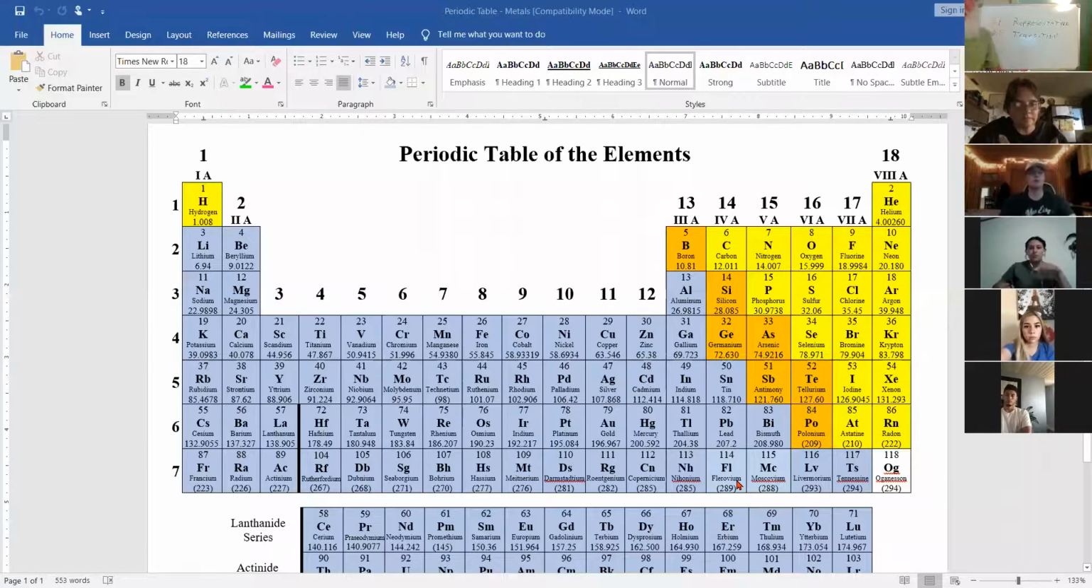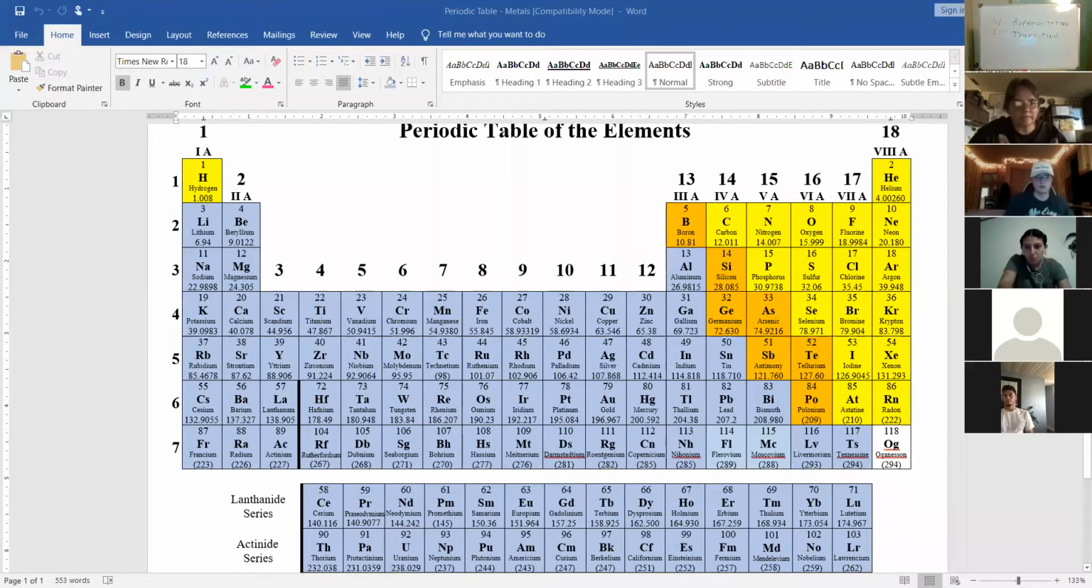All right, so here we have the elements arranged according to whether they're metals or non-metals.